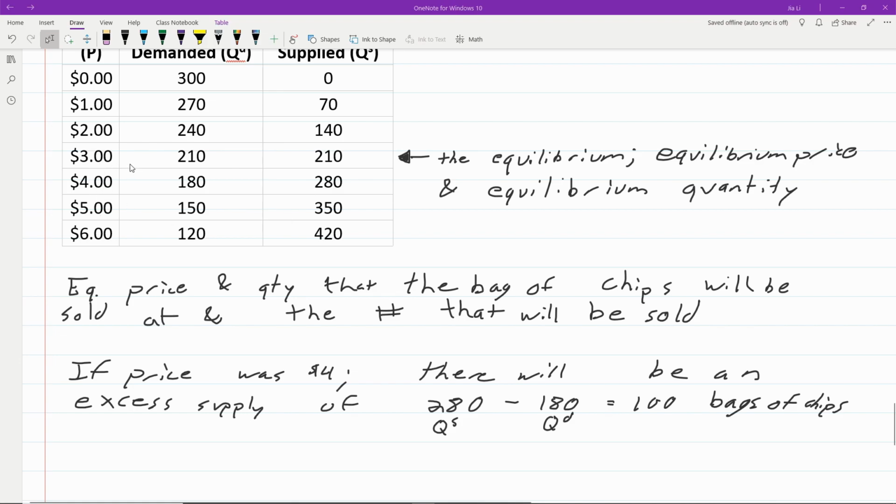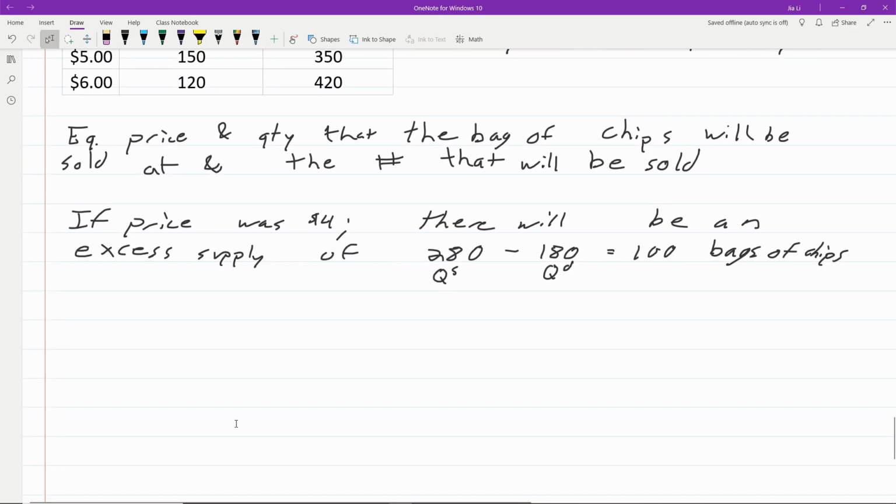So that's why the price should not be higher than $3, right? Hopefully, I've made a pretty convincing case for why it shouldn't be higher than $3. What about the opposite? What if the price was less than $3? Let's say at $2. So let's scroll down here a little bit. So if the price was $2, what will happen?